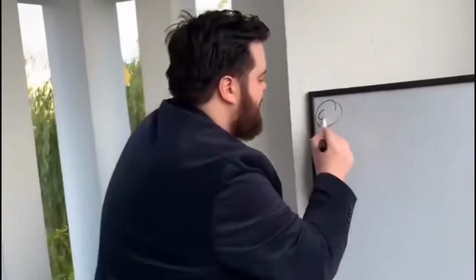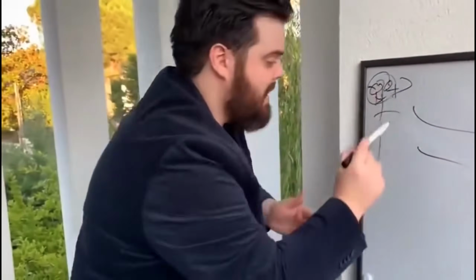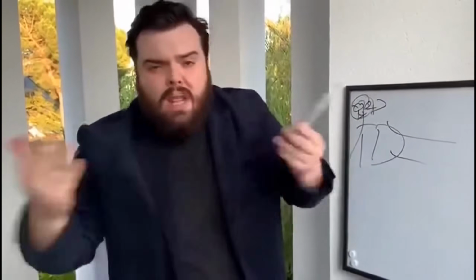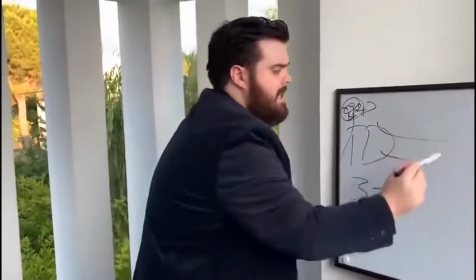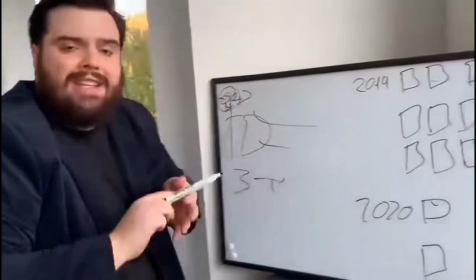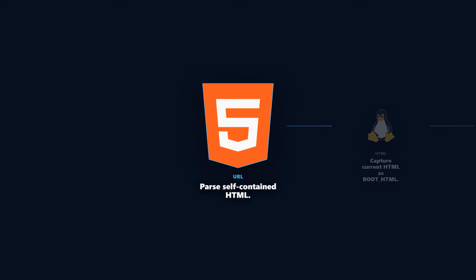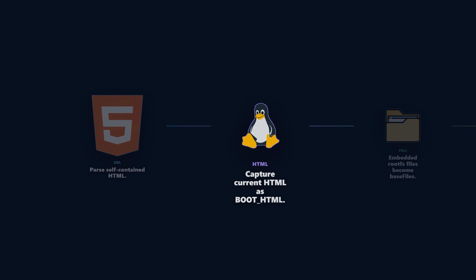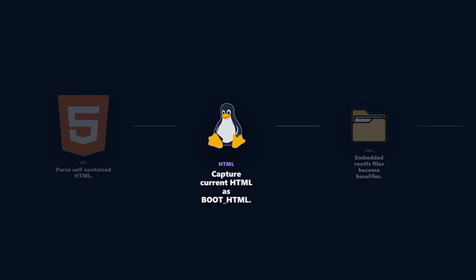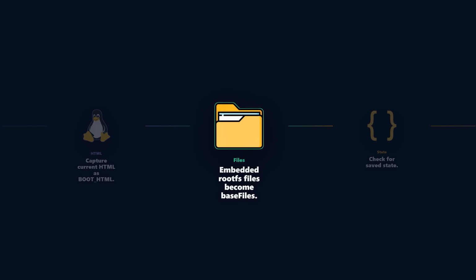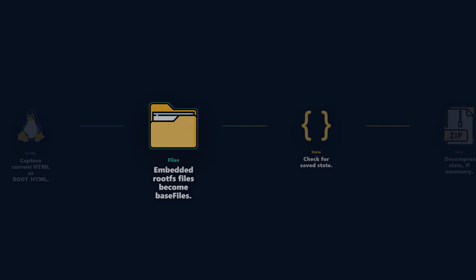Speaking of architecture though, to not make this too confusing, I'd like to give you a short reference to what I'm looking for in the final boot sequence of this OS. This pretty much matches the iterations I'll be going through afterwards. The runtime starts inside an asynchronous immediately invoked function, and the actual, although pretty high level, boot sequence is: first, the browser parses the self-contained HTML document. Then, link.os captures the current HTML as boot HTML. Then, the embedded root file system files become base files.